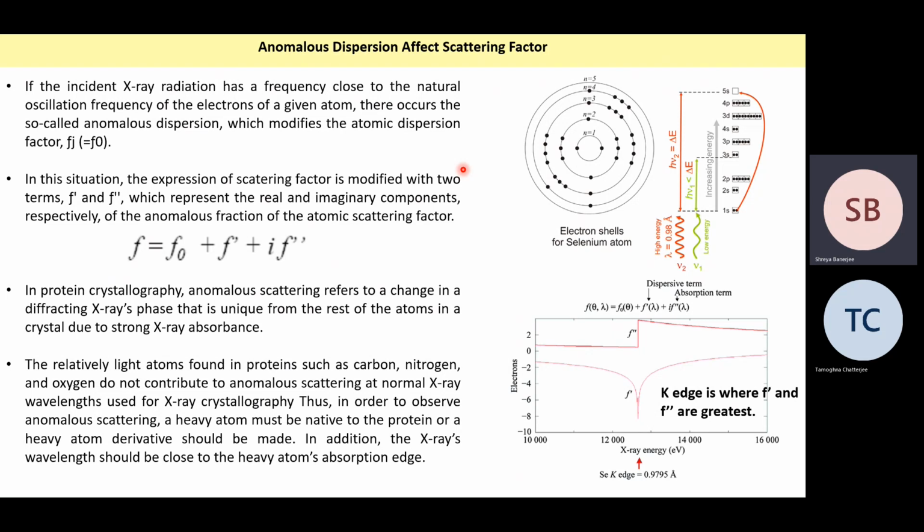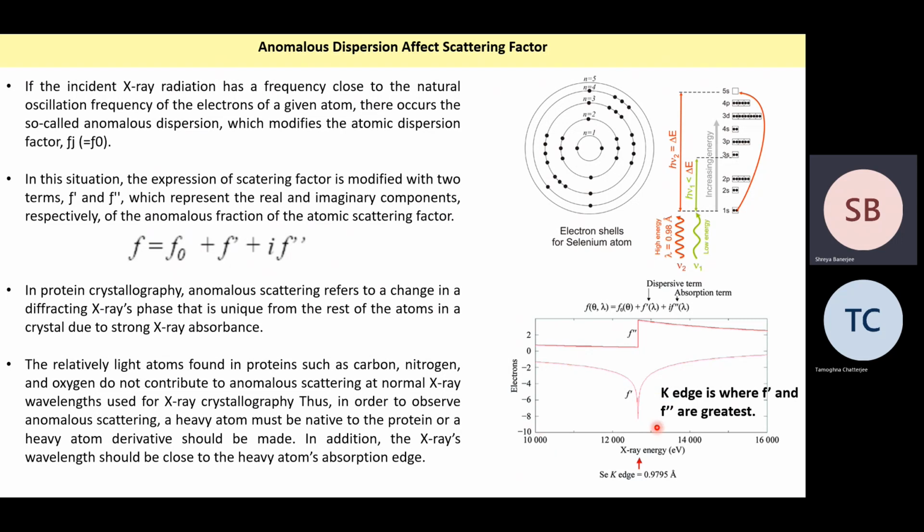So far, we were talking about elastic scattering conditions. So the energy of the incident X-ray was equal to the energy of the diffracted X-ray. But now, if you have an X-ray with high enough energy, some of the energy of that X-ray will get absorbed. And then your structure factor will change. So the structure factor, which was initially F0, is now changed by two terms, F prime and F double prime.